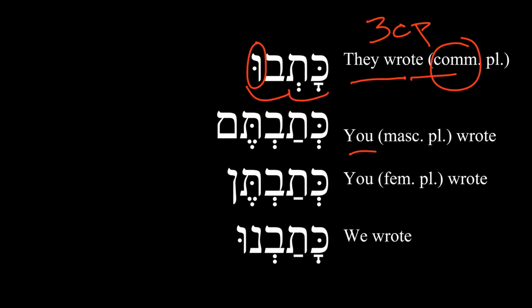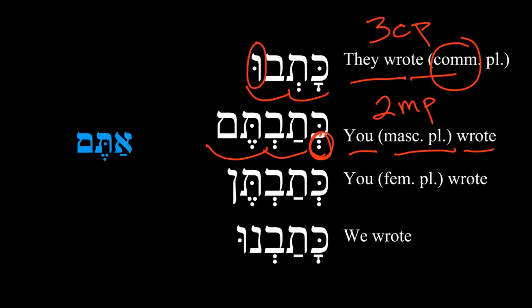Now if we wanted to say you, masculine plural, wrote, this is going to be a 2mp. We would then say ktavtem. Now notice again that the shva here at the front is going to be a vocalized shva, which gives to us the sound of the consonant, the kaf. So this is a k. So this is k, tav, tem. This should remind us of the personal pronoun, which is atem, which would be you, masculine plural, y'all.